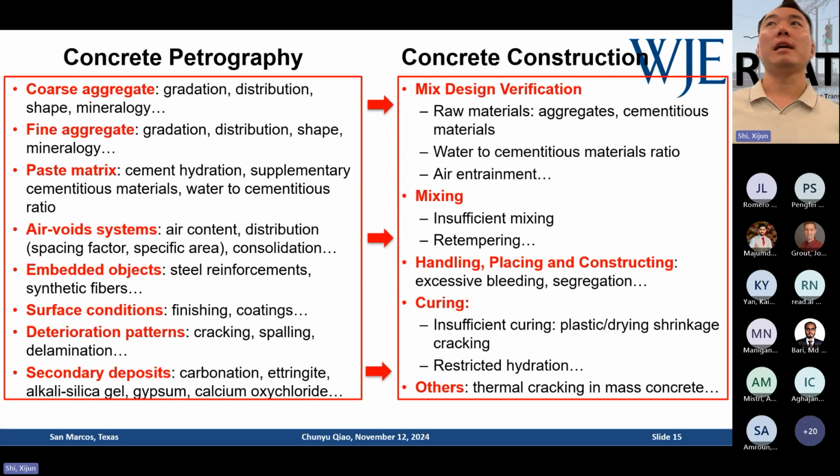So when you have some issues, it is our job to properly and in detail describe or document what the cracking pattern is, what the deterioration pattern is. It could be cracking, it could be spalling, it could be delamination, or any other forms of distress or damage. And also a lot of durability problems involve a chemical reaction or mineralogical alteration between the external or environmental substances and the cementitious materials. Then they involve some secondary deposits or some alteration.